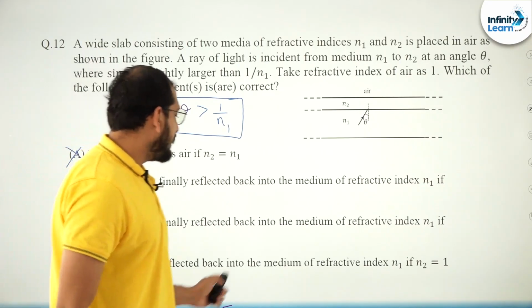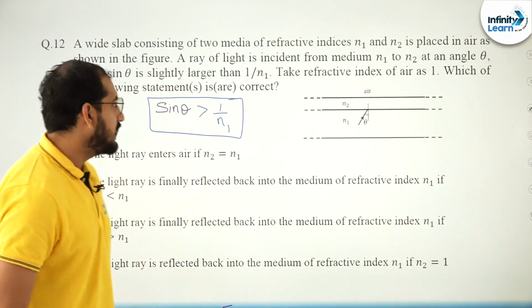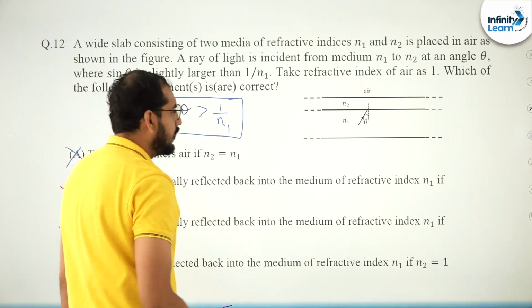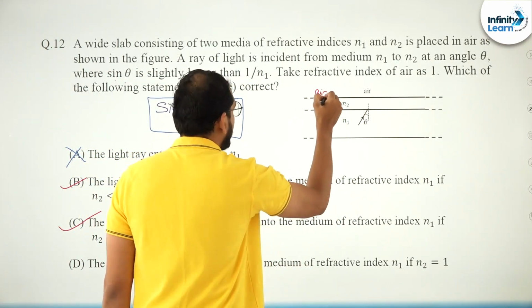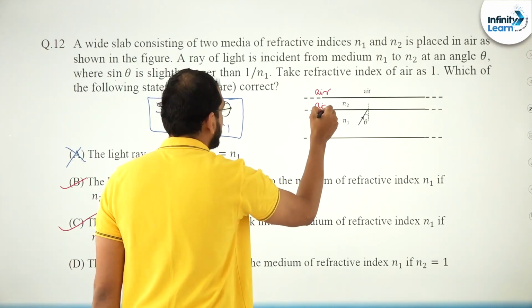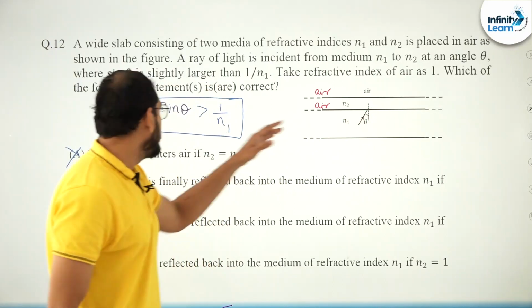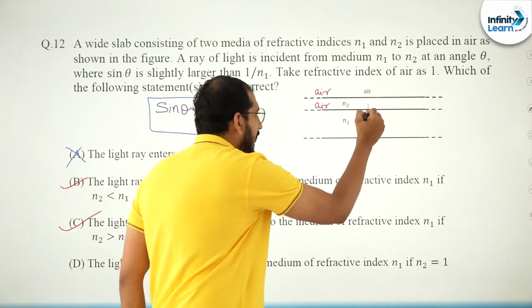The light rays are reflected back into the medium if N2 is equal to 1, right? So if N2 is equal to 1, what will happen? We can look here. If N2 is also equal to 1, it means that this is also air and this is also air, right? So theta is the angle of incidence, and we know that sine theta is more than 1 by N1. So the TIR will happen here.